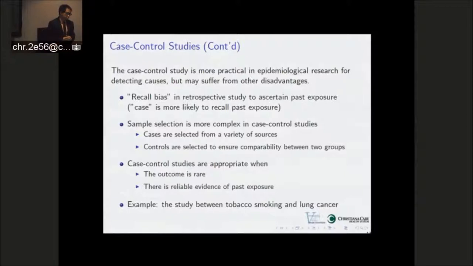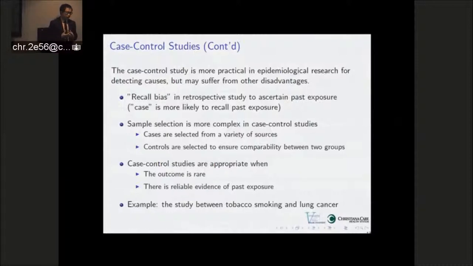Another big concern is sample selection. Sample selection for a case control study is more complex. First, we need to collect enough subjects for the case group. We hope these patients can come from a variety of sources and can represent more of the population. And for the control group, we hope we can collect enough subjects to ensure the comparability between the two groups. That means we hope these two groups have very similar patients, so we can make these two groups comparable.